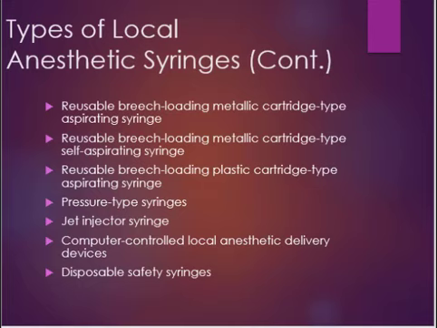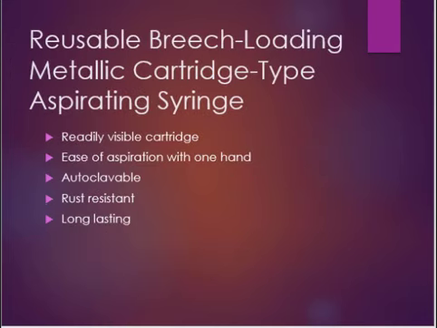There are 7 types of syringes used in anesthetic procedures. We're going to go through each of them right now, but here are the 7 listed. So the first one we're going to talk about is the reusable breech-loading metallic cartridge type aspirating syringe. This syringe has a readily visible cartridge, and this is the most commonly used syringe.